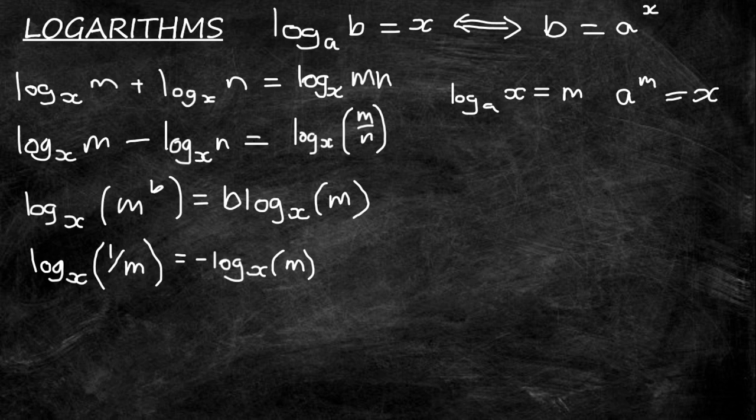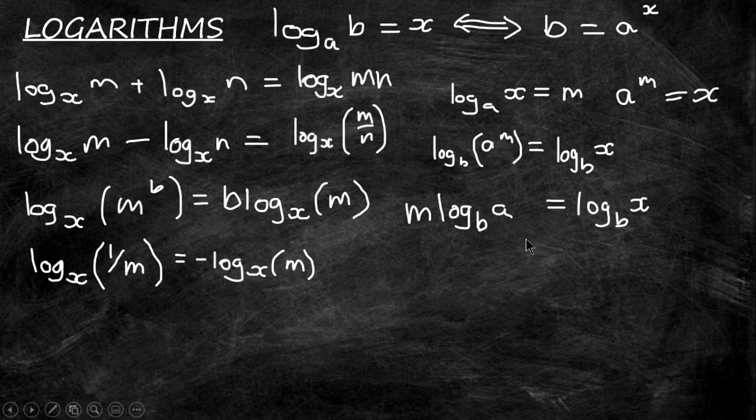So after this, let's take the logarithm base b of both sides of this equation here. So let's apply log base b to both sides of this equation. So we can write that log base b of a to the m is equal to log base b of x. We've applied log base b to both sides of this equation here. And then using the power rule, we can bring down this power m to the front of the logarithm. So m log base b of a is equal to log base b of x.